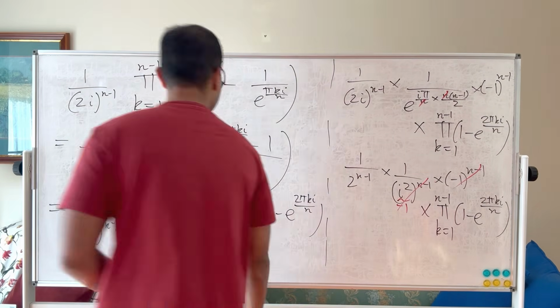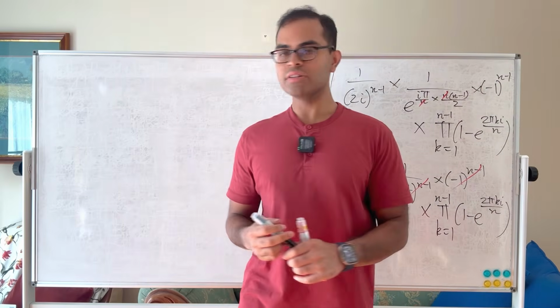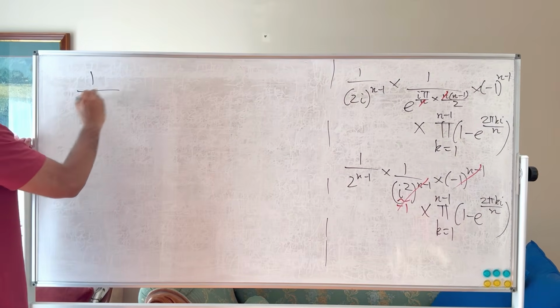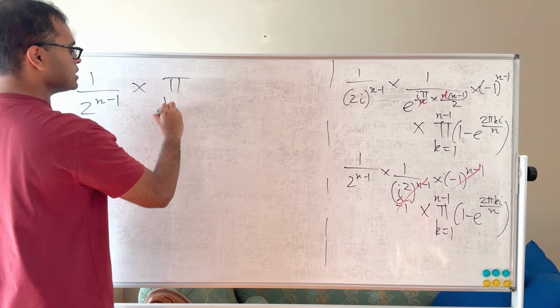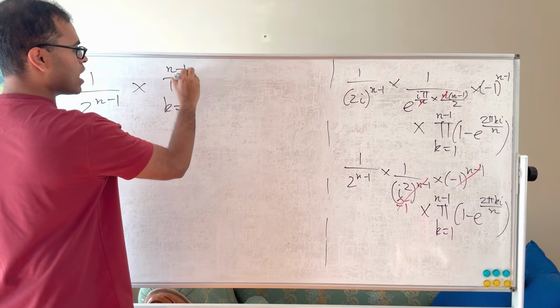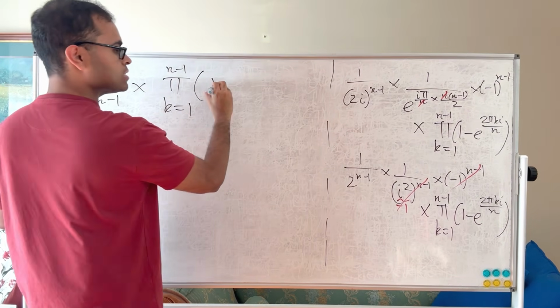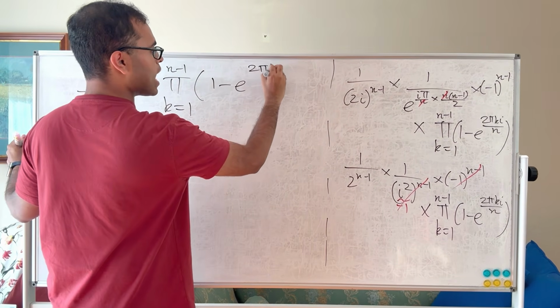So let's now go into finishing off this product. All right, so now we're going to be at 1 over 2 power n minus 1 multiplied by the product as k varies from 1 to n minus 1 of 1 minus e power 2 pi ki over n.